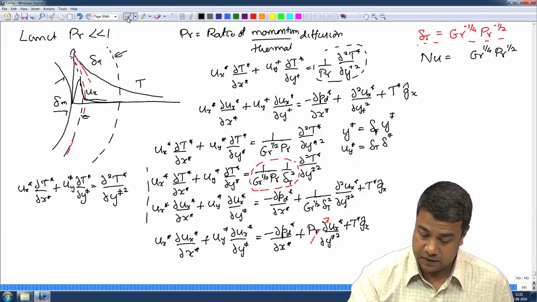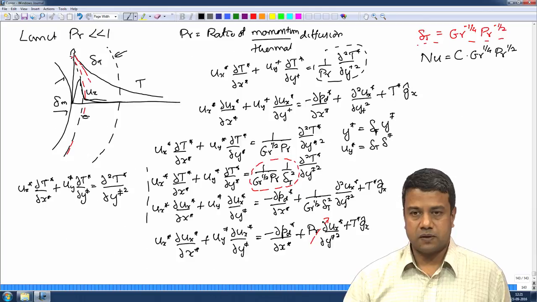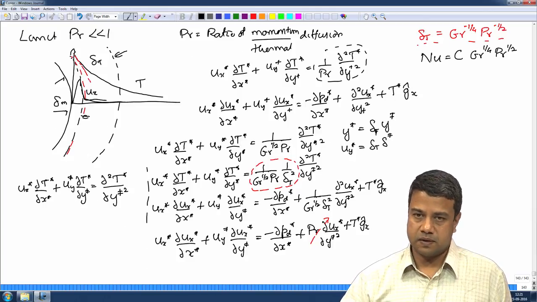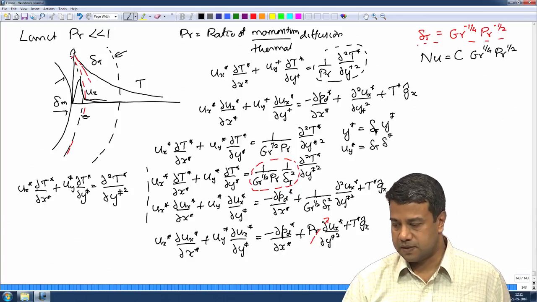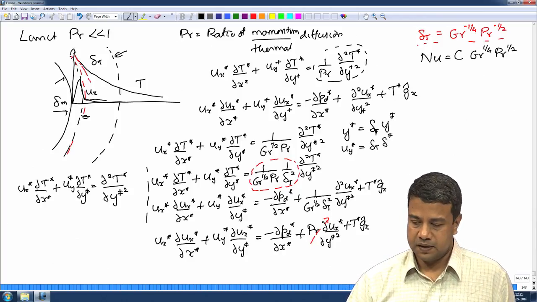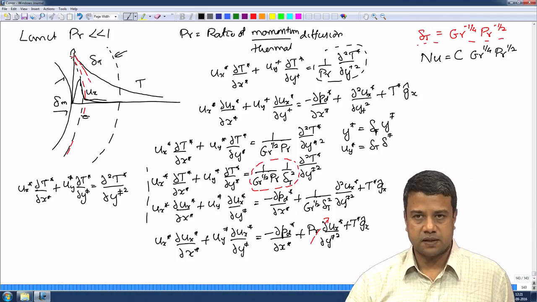C. Now, this is a universal constant. It depends only upon the configuration. It does not depend on the Prandtl number. That times the Grashof number to the 1/4 power times the Prandtl number to the half power. So, that is what this correlation for the Nusselt number should be in the limit when the Prandtl number is very small, or when momentum diffusion is much smaller than thermal diffusion.